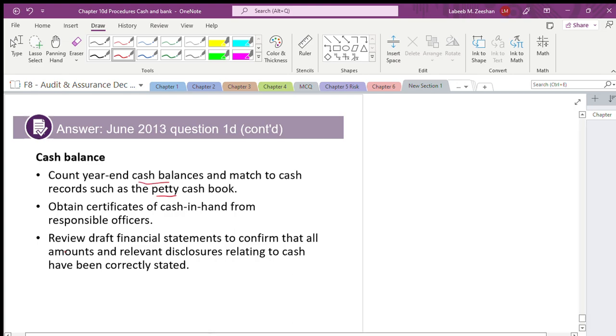Further, in terms of cash, count the year-end cash and cash balances and match them with the cash records. Obtain cash in hand certificates from the responsible officers. Whatever amount is in the cash book should be reflected in the financial statements. The same amount of physical cash should be reflected under the heading classification of cash.